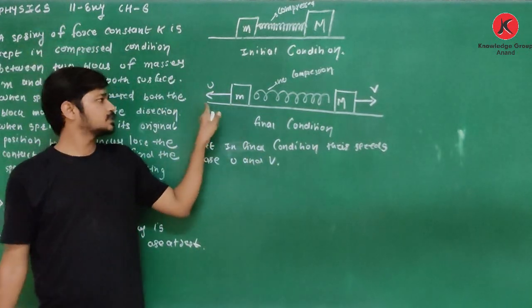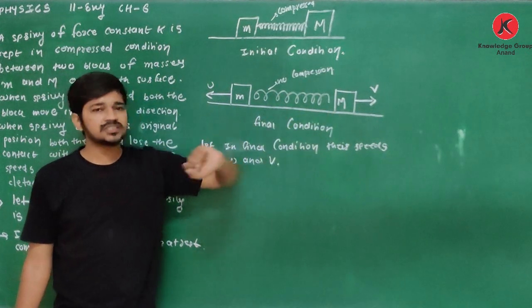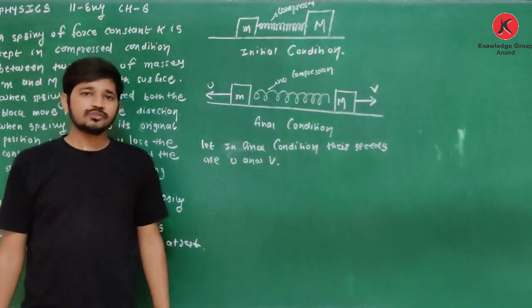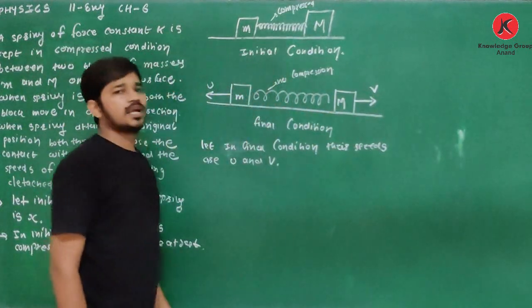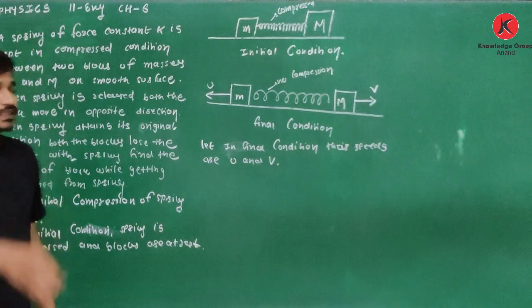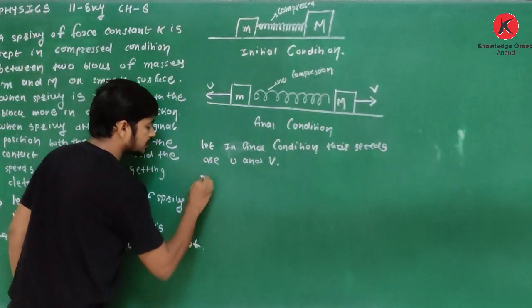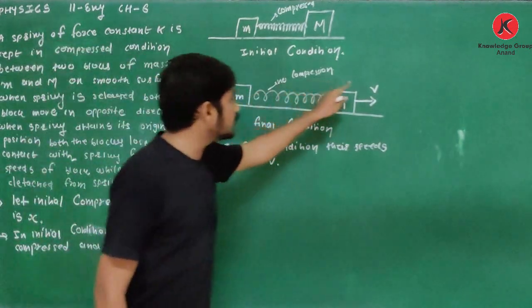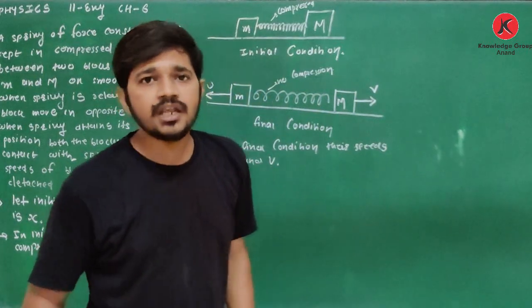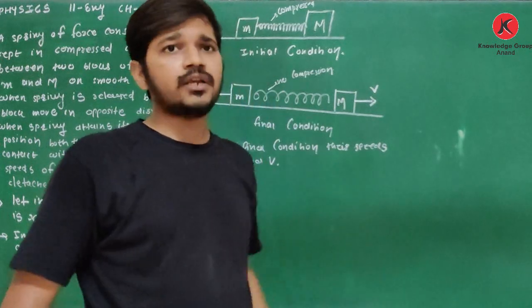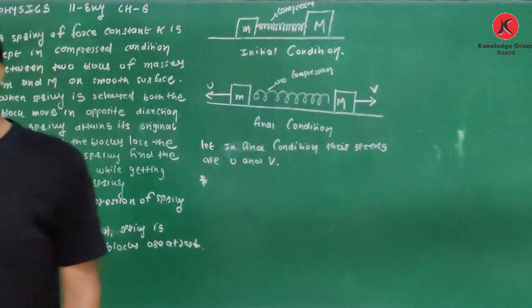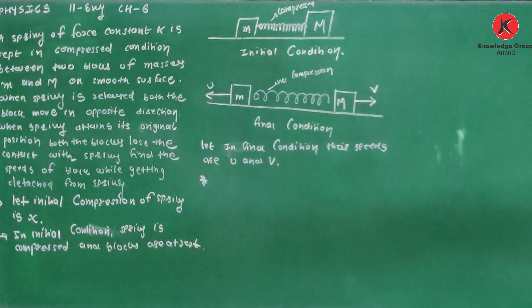Having small m mass, the speed is u. Having capital M mass, the speed is v. Clear about this? Now we have to find what u is and what v is. So we have to find two variables, u and v. Obviously we have to obtain two equations, and from those two equations we can easily find the values of u and v. Clear about this? See how to find.